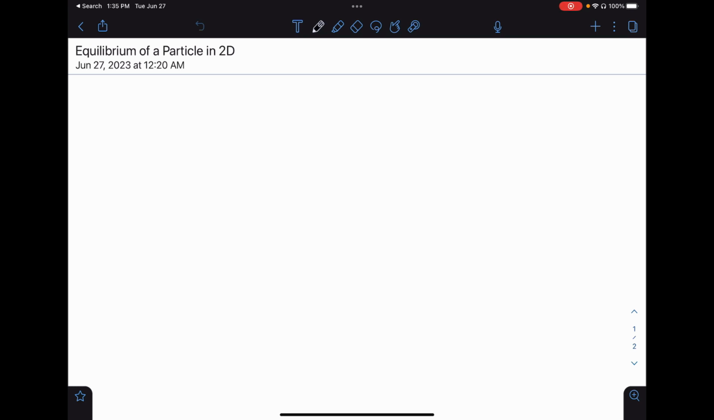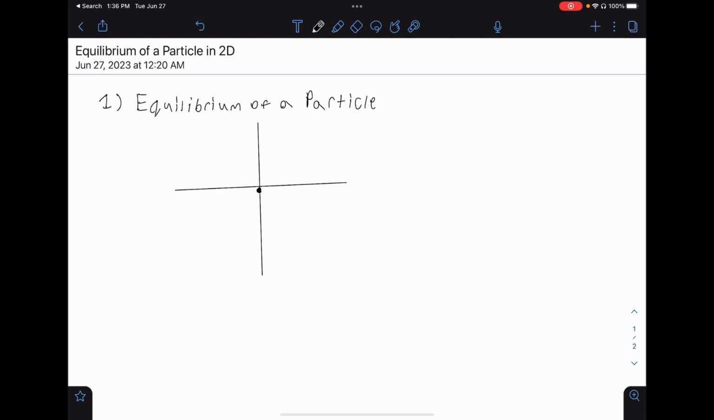So first, before we do problems concerning the equilibrium of a particle, and also I should mention that this is in 2D, we want to know the definition of equilibrium. What is equilibrium? What do we mean by a particle? Firstly, let's talk about the equilibrium of a particle. Well, a particle is just a point in space, and we want to imagine that in the xy plane because we're going to be doing everything in 2D. So it's just a point in space.